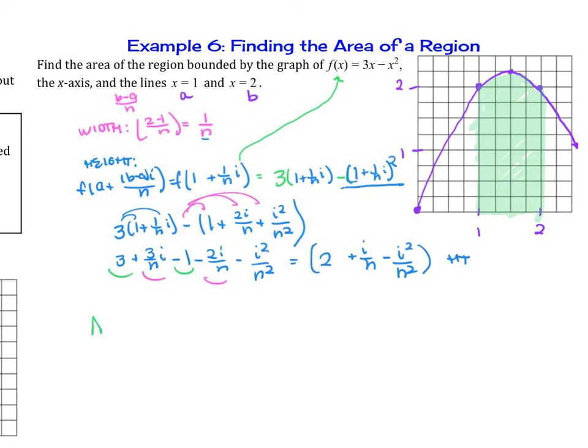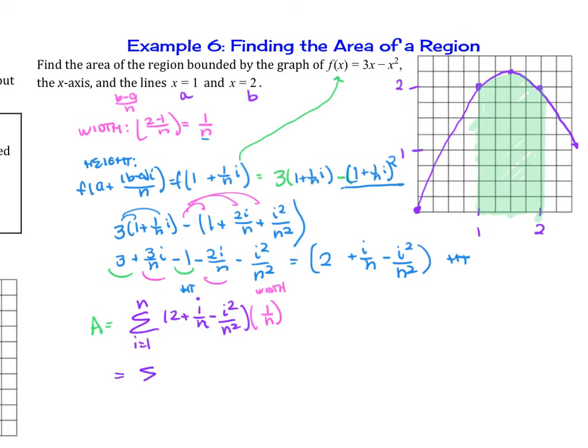So the area of the region is going to be the sum from 1 to n of 2 plus i over n minus i squared over n squared times the width of 1 over n. So don't forget, this is the height, and then over here, this is the width. So one way to do this is that we can either pull this to the front and then multiply it at the end, or another way to do it is to multiply it, distribute it right now. I find that distributing it right now is really nice because I personally sometimes make the mistake of forgetting to distribute it all the way through. So that's what I'm going to do in this example here.